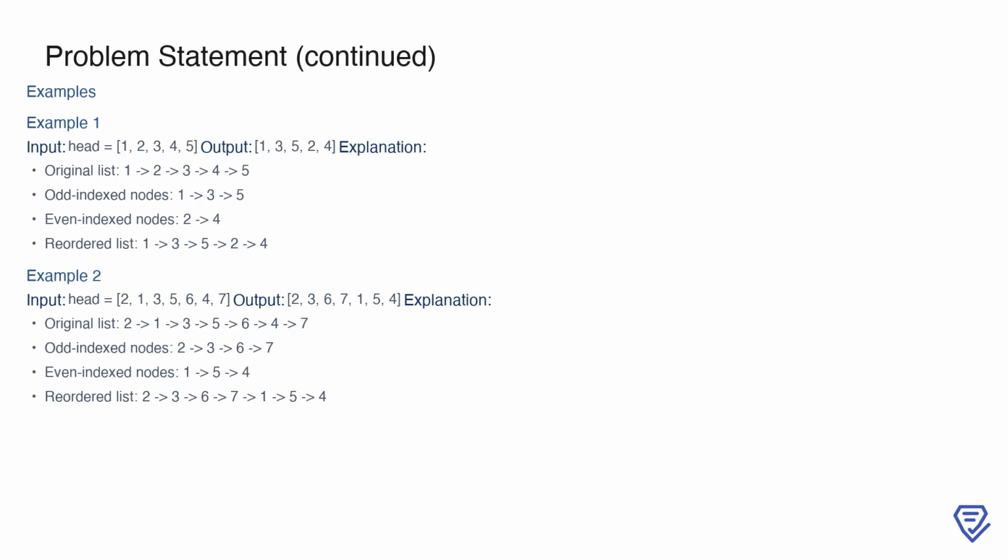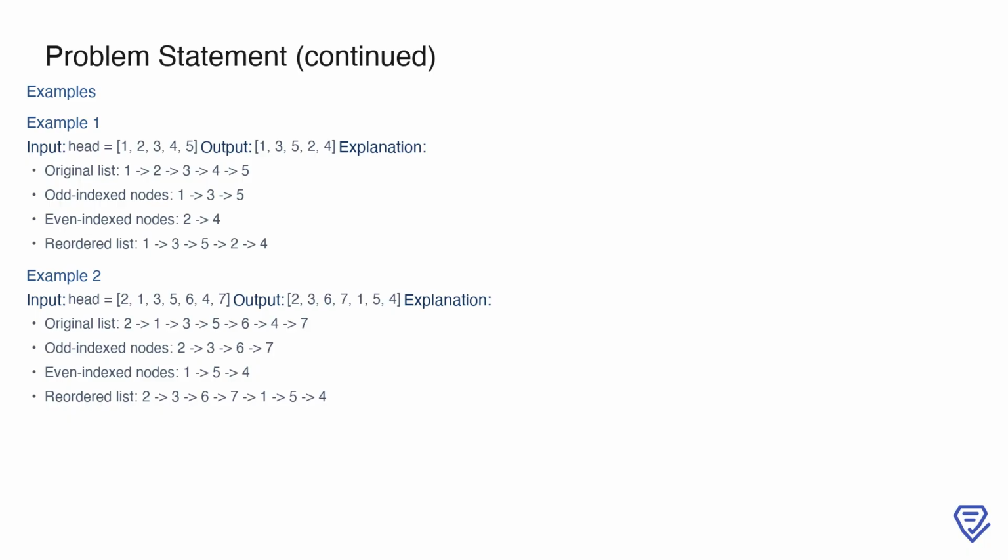In the first example, the input list is 1, 2, 3, 4, 5. Here, the nodes at odd indices are 1, 3, and 5, while the nodes at even indices are 2 and 4. When we reorder the list, the odd index nodes come first, followed by the even index nodes, giving us 1, 3, 5, 2, 4.